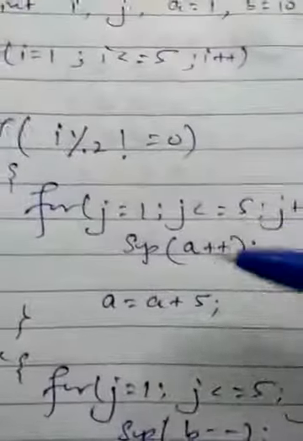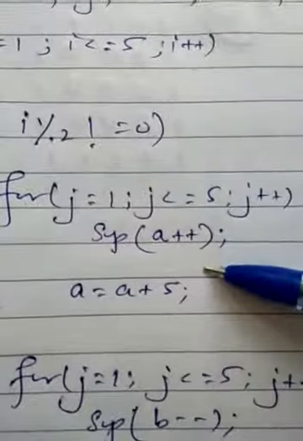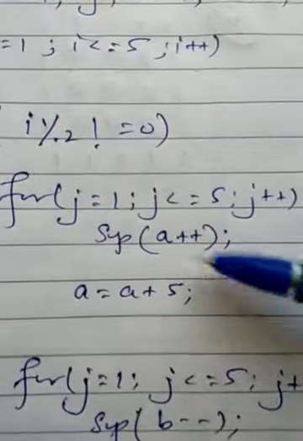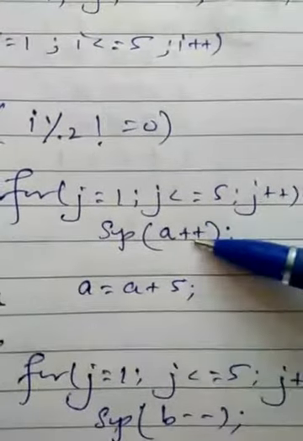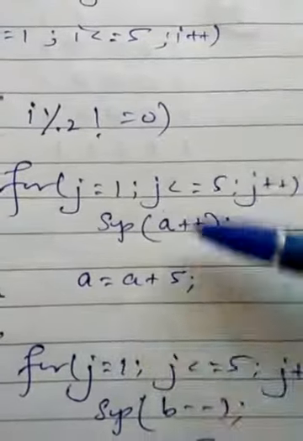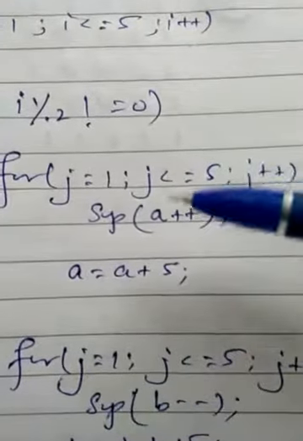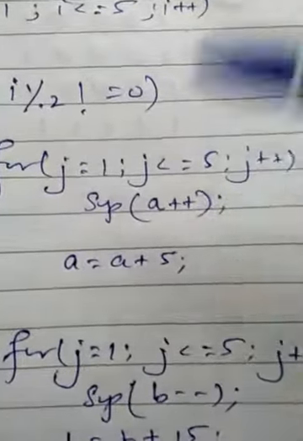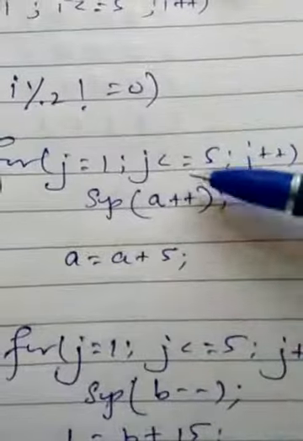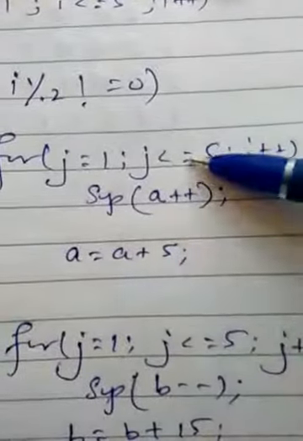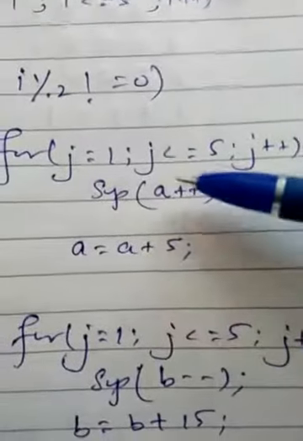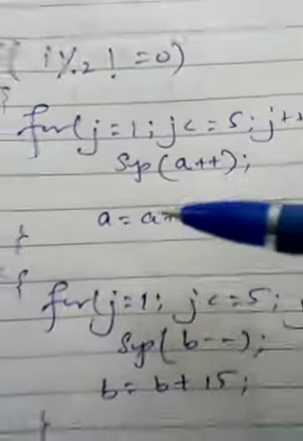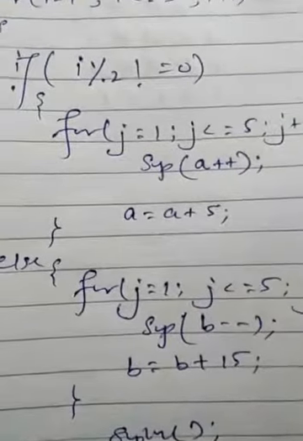Similarly, when this comes to the third row, this will print 11, 12, 13, 14, 15 because the current value was 11. So this will print 11, 12, 13, 14, 15, and the value will be 16. 16 plus 5, that will be 21 for the last row.